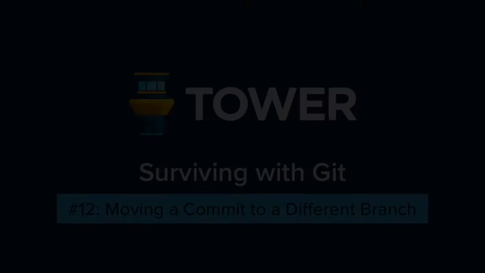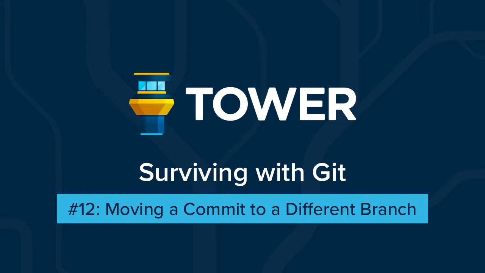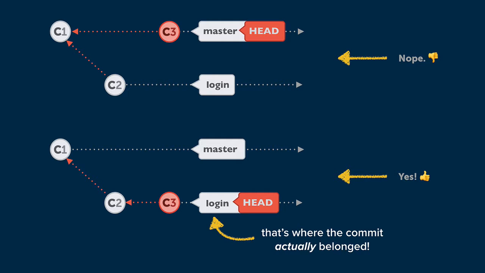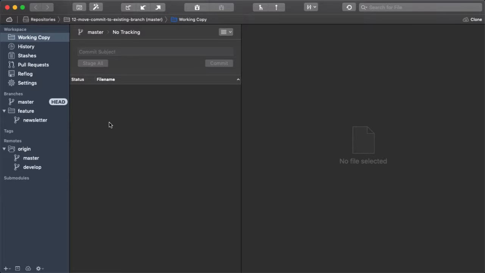In this episode, we're going to move a commit from one branch to another existing branch. The problem we're solving here is very common. You make a commit and quickly realize that you were on the wrong branch. You should have made the commit on a different branch, most likely a feature branch. Let's look at a practical scenario.